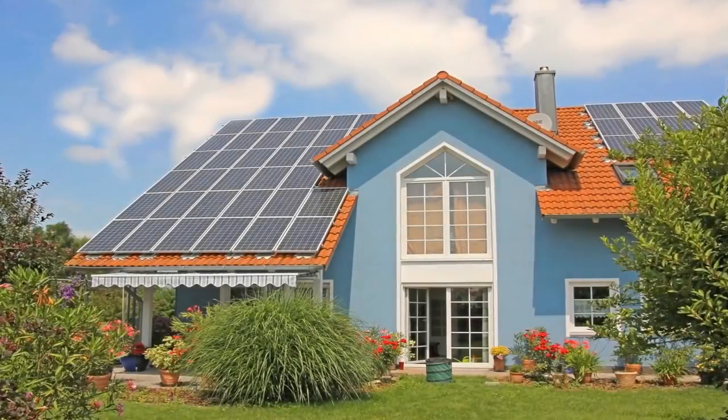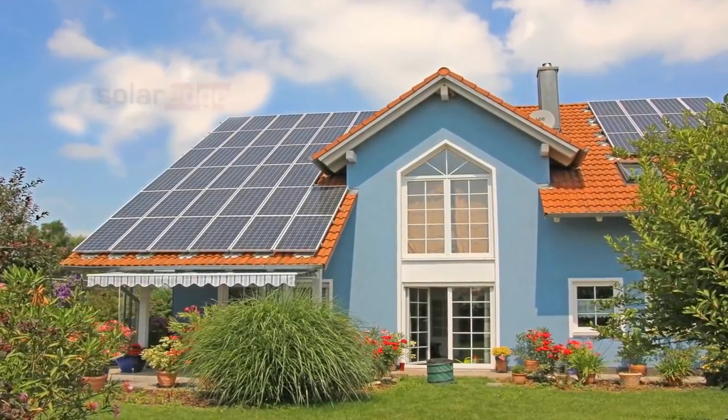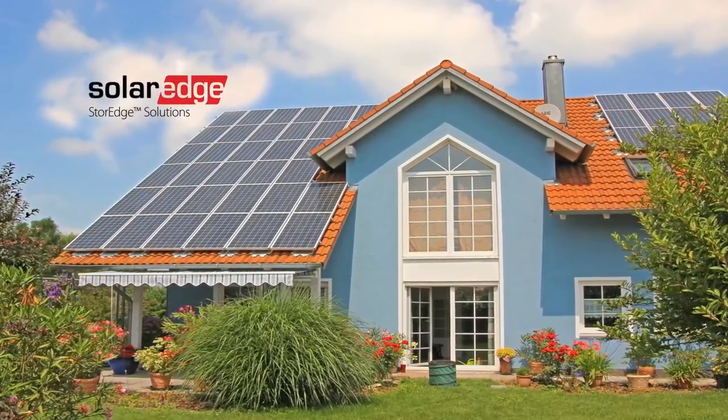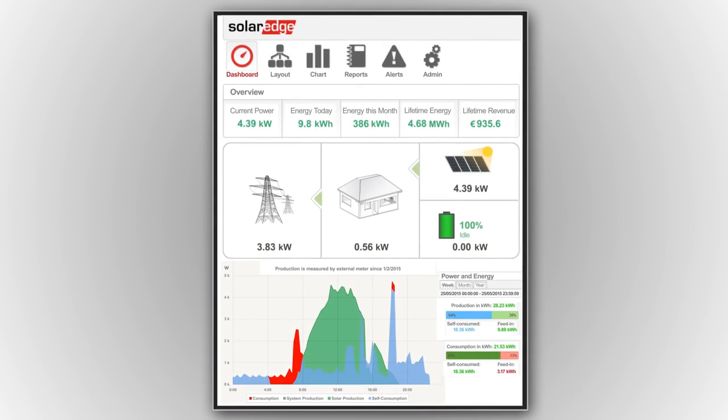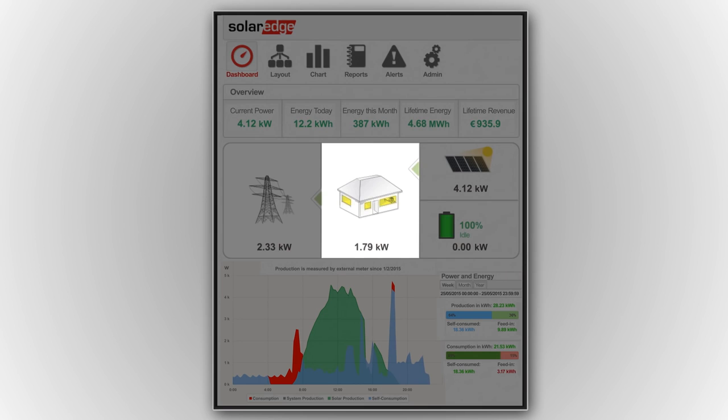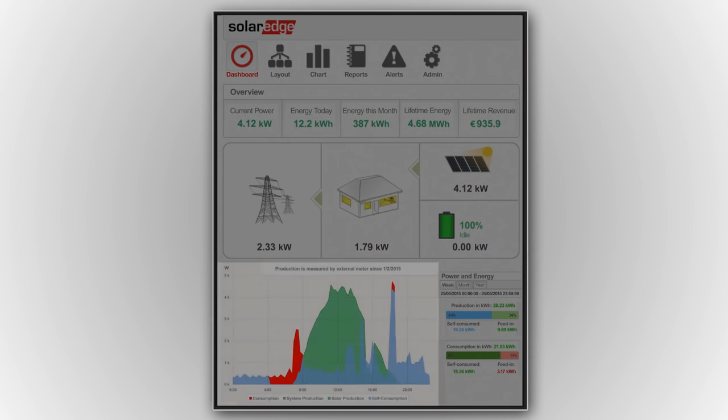A new day begins in this typical household. To help cut their electricity bills, a SolarEdge PV system with battery storage has been installed. The SolarEdge monitoring dashboard provides insight into household production and consumption, showing the power flow between the PV array, battery, grid and house loads. Real-time system data is tracked by the graph.